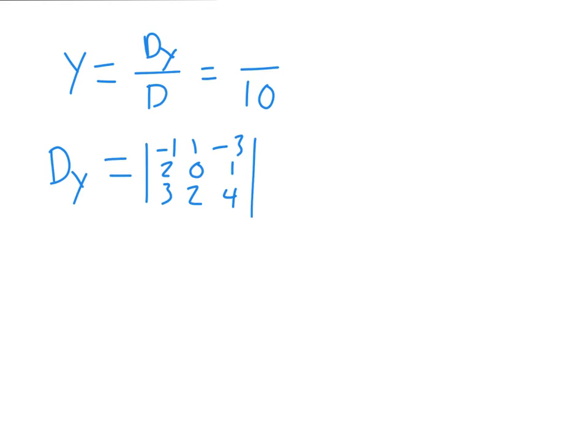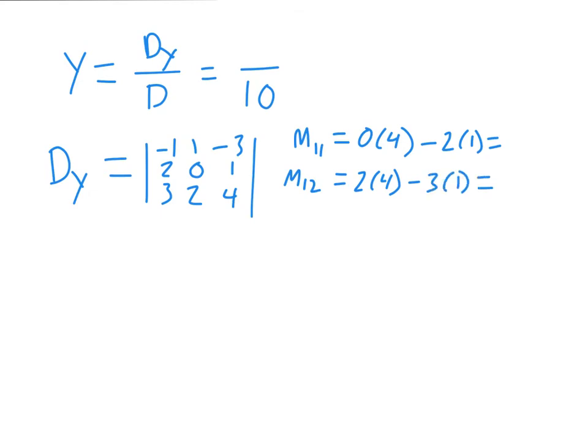At this point it is time to crunch some numbers with our minors. 0 times 4 minus 2 times 1. 2 times 4 minus 3 times 1. 2 times 2 minus 3 times 0, which will leave us with negative 2, 5, and 4.